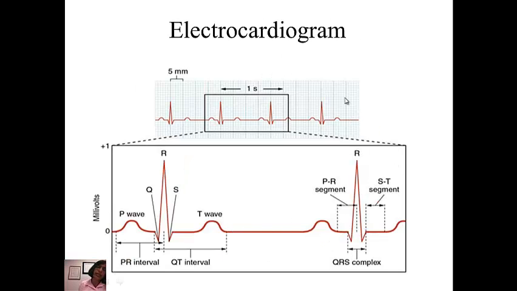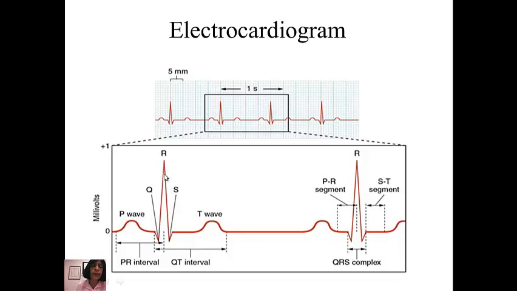Electrocardiogram, ECG or EKG is what is shown here. There are four action potentials recorded. Each one has several distinct parts. P wave is atrial depolarization, QRS wave is ventricular depolarization, T wave is ventricular repolarization.